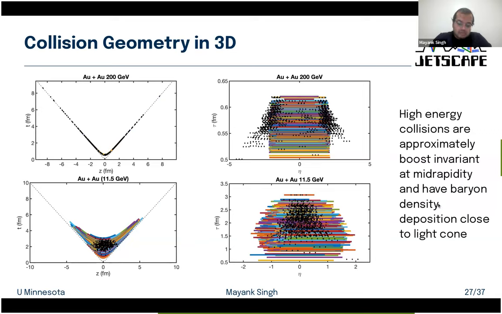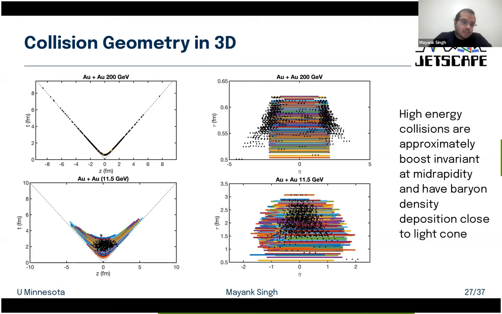The energy density and the baryon current look very different. These lines are essentially energy density depositions in the system, and these black dots are the baryon sources. If you look at tz coordinates, this is how it looks. For a very high energy collision, it's essentially along the timeline, and the baryon sources are essentially grazing the light cone here. Not the timeline, but the light cone here.